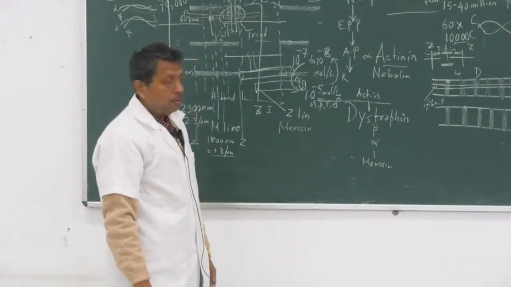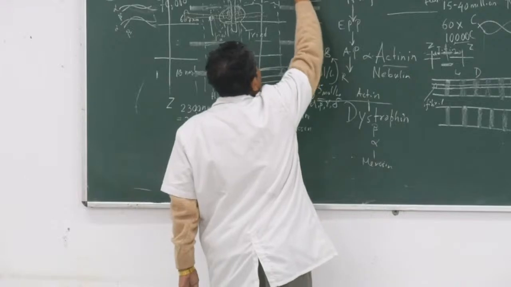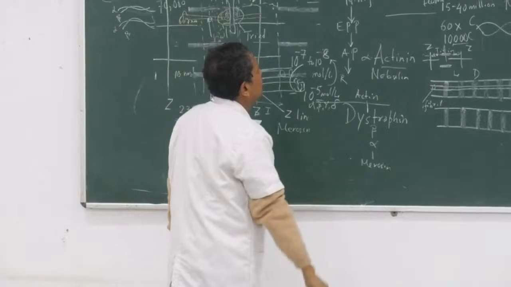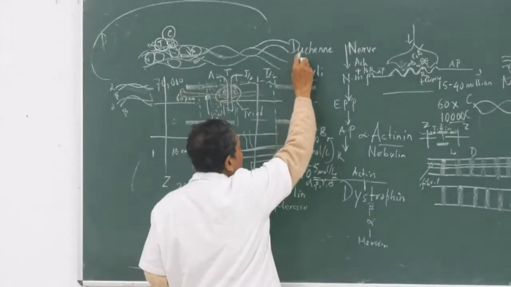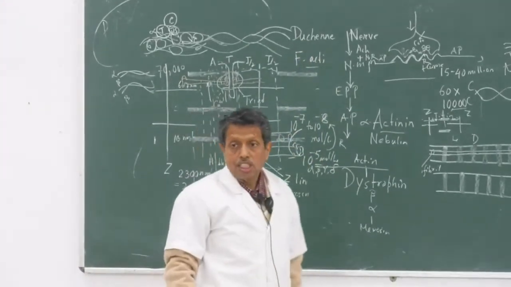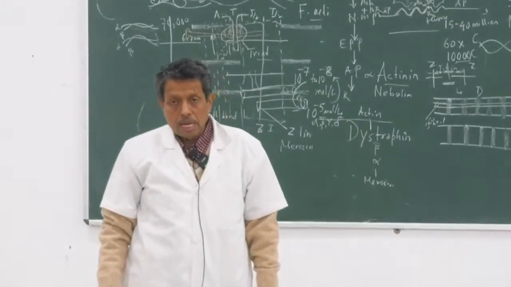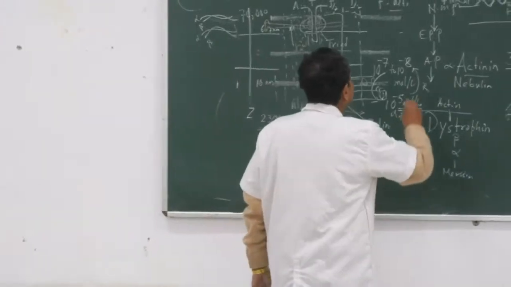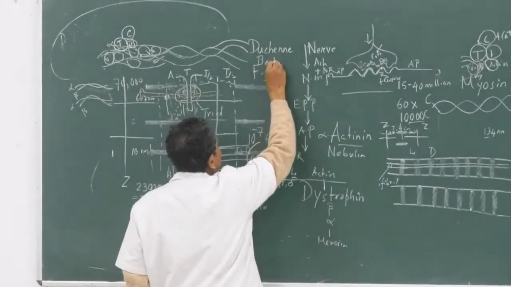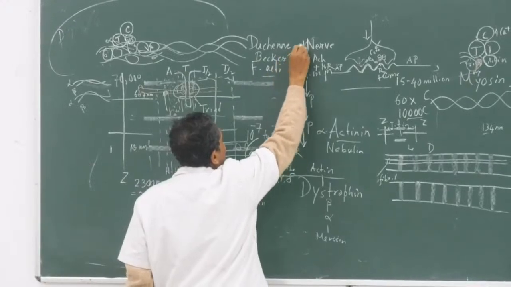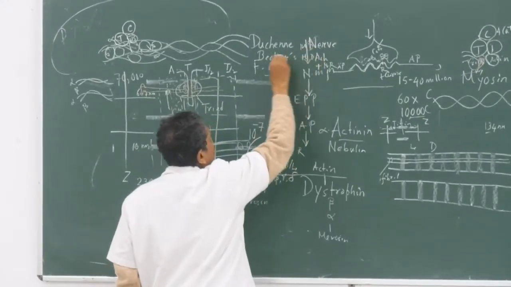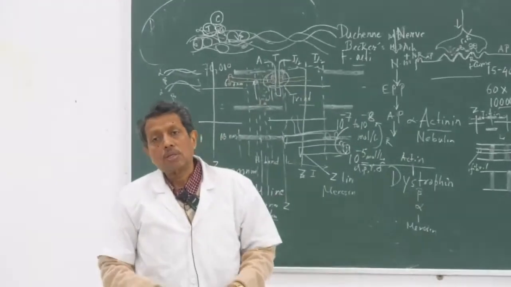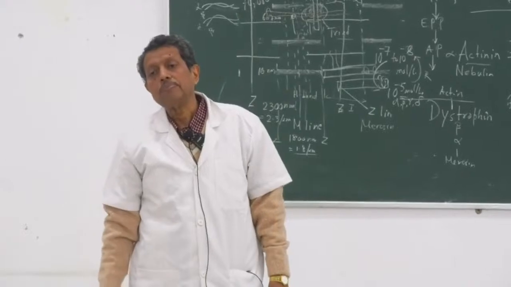Muscular dystrophy, Duchenne muscular dystrophy, DMD, is an X-linked recessive disease, and when the disease is less severe, there is another form, Becker's muscular dystrophy. These are X-linked recessive diseases. You can find them in your clinical examination in the hospital.